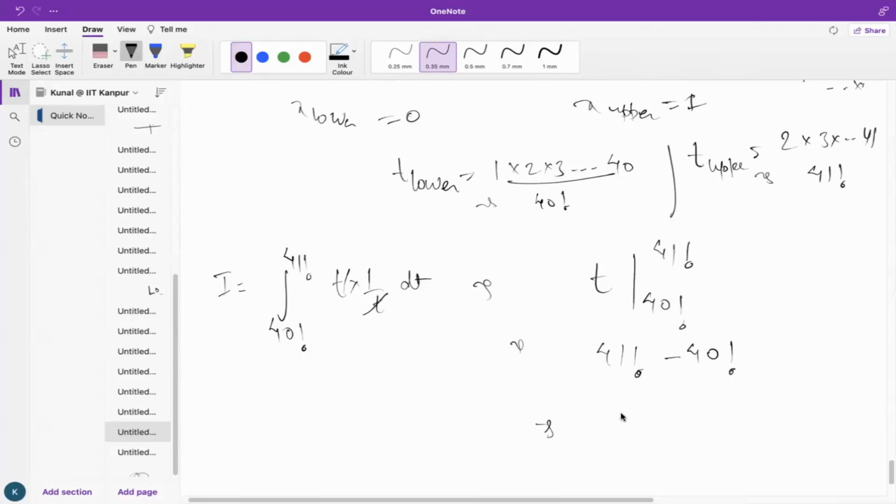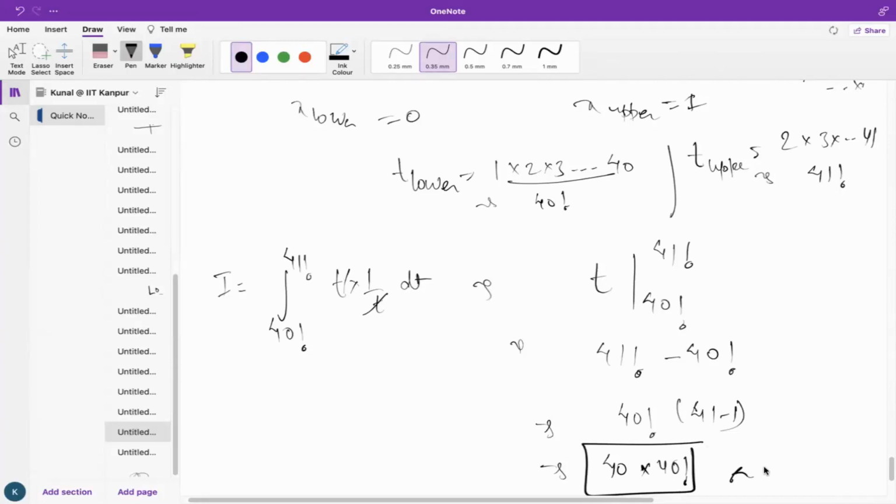And when we solve this, what do we get? Take 40 factorial common. When we take the 40 factorial common, we get 41 minus 1. So we get the final result as 40 into 40 factorial. This is my final answer.